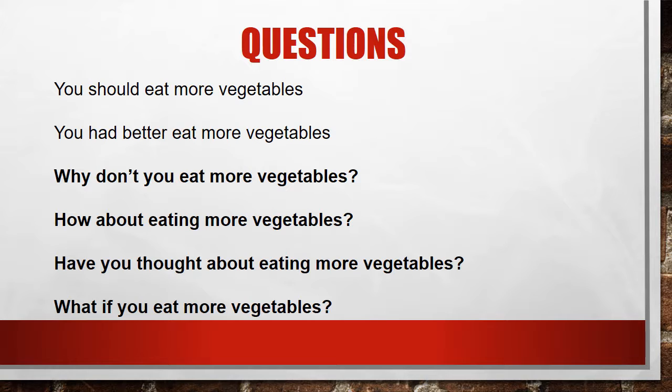And notice the differences in structure. Notice how the first question, "Why don't you eat?" is a typical question in present tense. But the second question, "How about eating?" requires the verb to be in ing form. How about eating? All right.